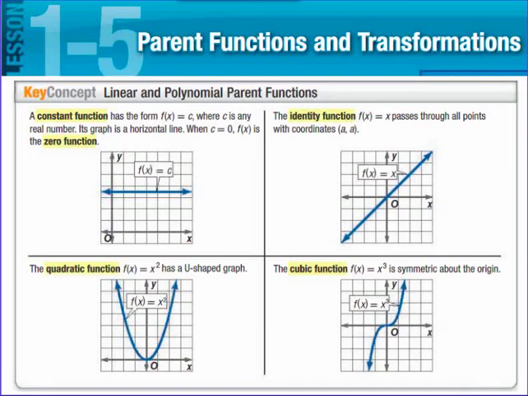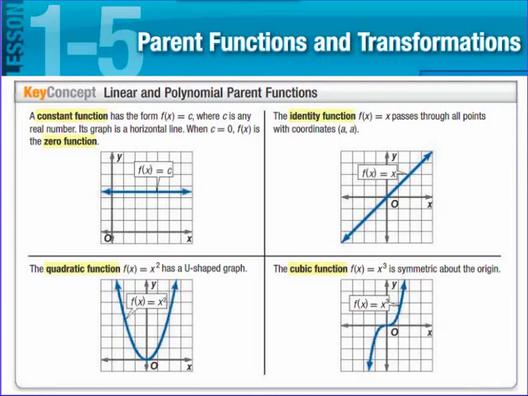Parent functions are what we're going to talk about today. Parent functions and transformations. Basically, where they come up with the name parent function is that what the function can do is have lots of different offspring, but yet they still have the same basic characteristics. And so that's why they call it a parent function. So you start off with your parents, and then you've got your children below. They have the same characteristics as their parents, but yet they are different.